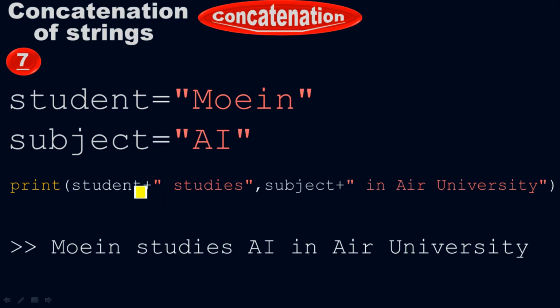I repeat it again. For the student, I got Moein because the value of student is Moein inside the quotes. Never miss quotes here. Similarly, the value of subject, which is the second variable, is AI. So I will get AI in output, not subject, not student. Whatever you put inside the quotes will be concatenated with Moein. And whatever expression you put inside the quotes will be concatenated with the subject, which is AI. That's how we concatenate the two strings together.